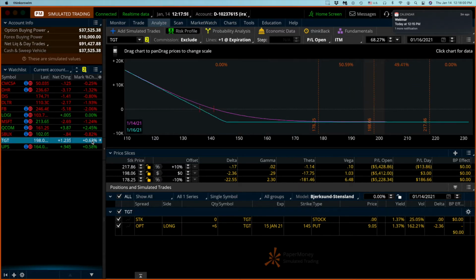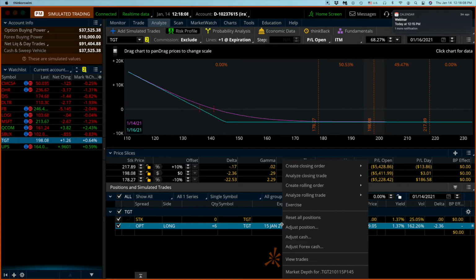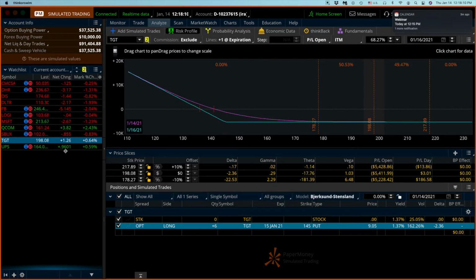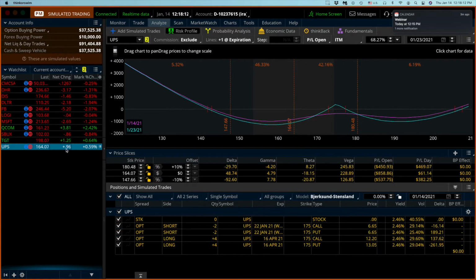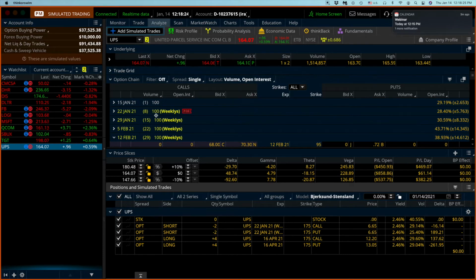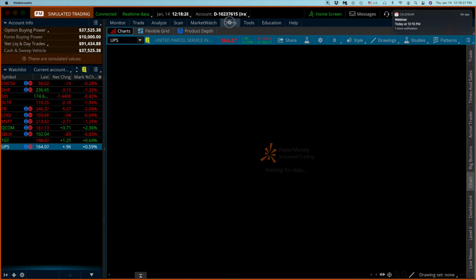Target. Well, this is a lottery ticket. Obviously, it's not going to work, and I really don't care. It's just no value there whatsoever. And then we have UPS, 22 expiration. 22 is 8 days from now. Let's look at a chart.